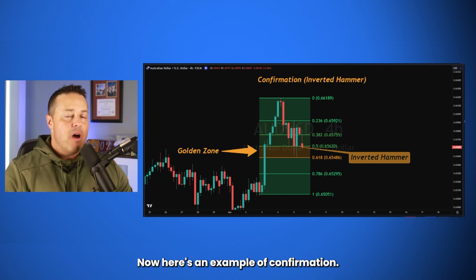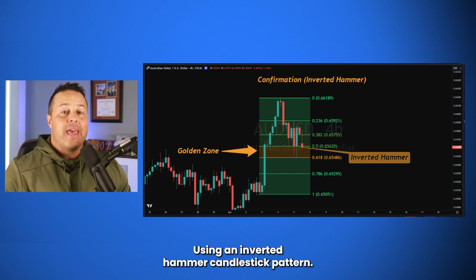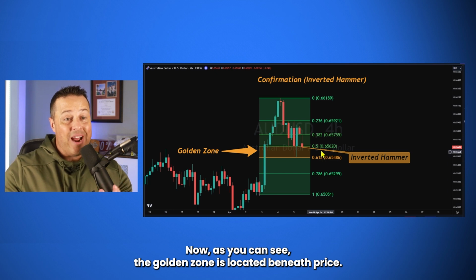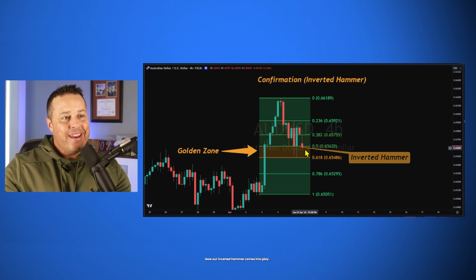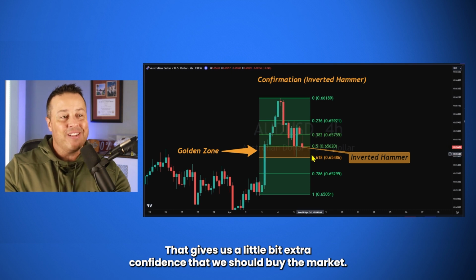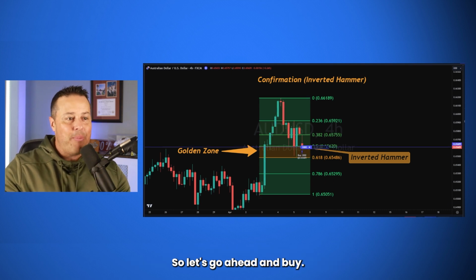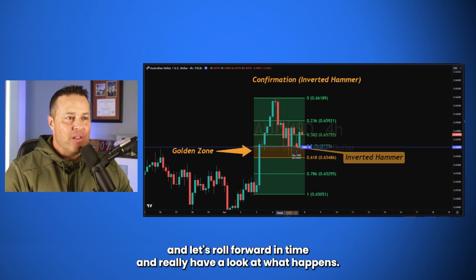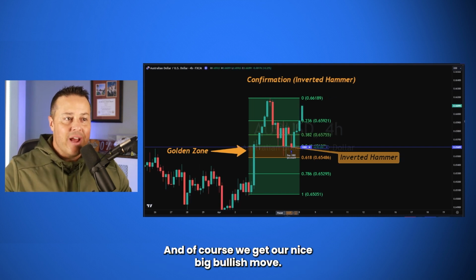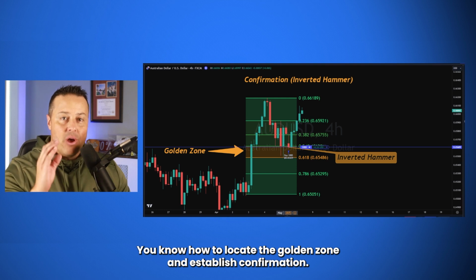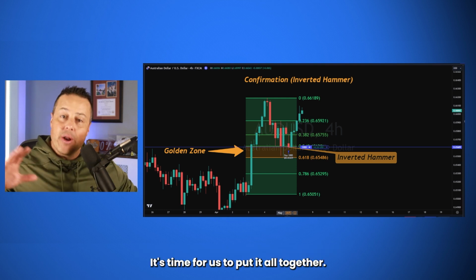Now, here's an example of confirmation using an inverted hammer candlestick pattern. Now, as you can see, the golden zone is located beneath price, so we're looking to buy the market. Now our inverted hammer comes into play. That gives us a little bit extra confidence that we should buy the market. So let's go ahead and buy. We've got confirmation, and let's roll forward in time and really have a look at what happens. And of course, we get our nice big bullish move. All right, you know how to locate the golden zone and establish confirmation. It's time for us to put it all together.